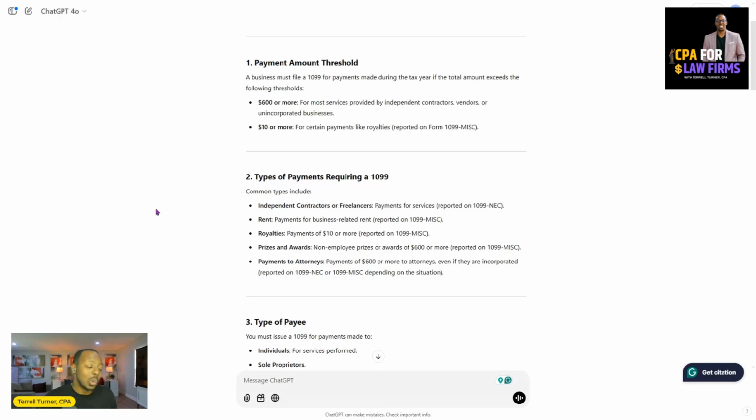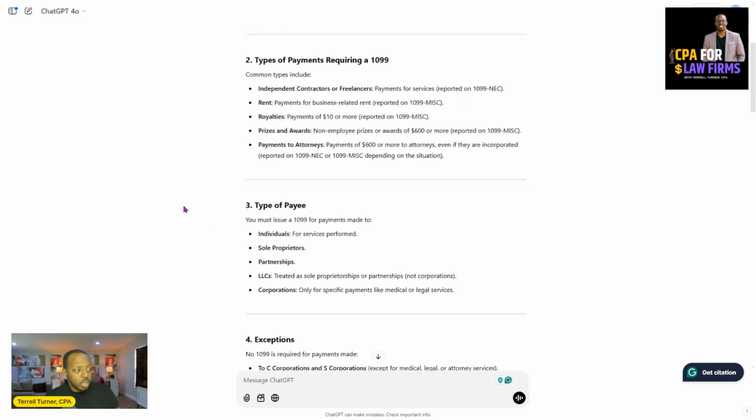And then also prizes and awards. Prizes and awards are going to be one that you definitely want to make sure you are filing a 1099 for as well. You also want to do payments to attorneys. So if you are making any payments to attorneys, then you want to make sure that you are filing a 1099 if it meets that threshold for your attorneys.